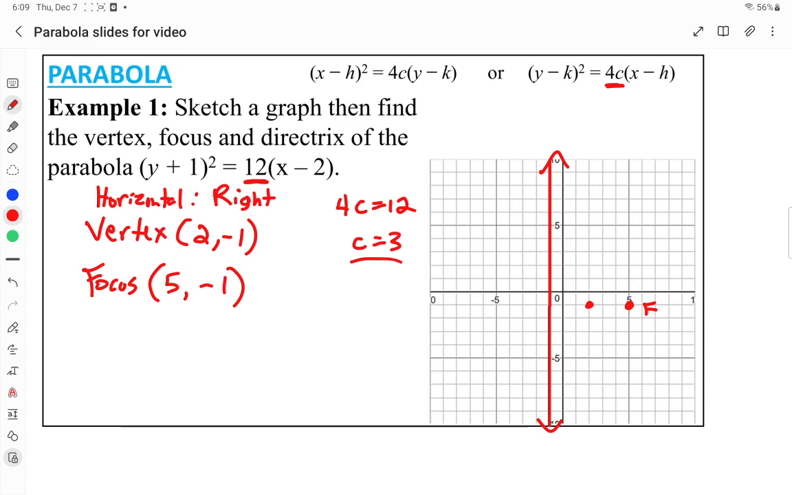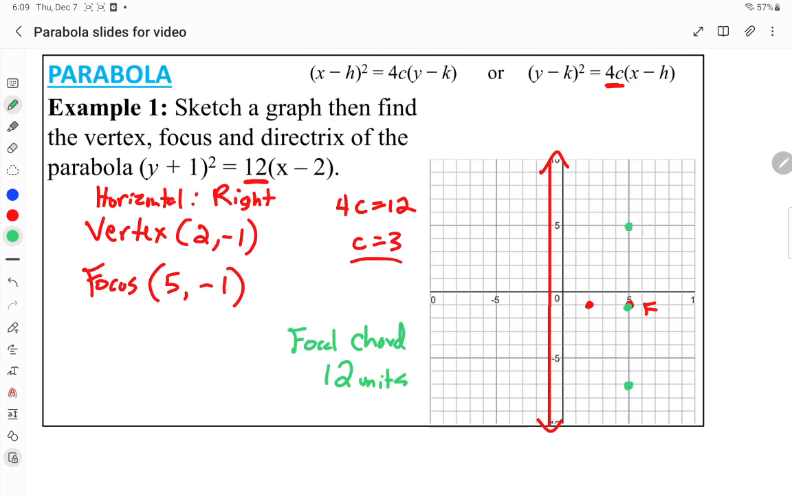And the important part here is referring to the focal chord. The focal chord is 4c units long total. So it's 12 units long in total. And the focus is the midpoint of it. Meaning, if the focus that I plotted is the midpoint of the focal chord, I'm going to go half of the focal chord length up and half of the focal chord length down. So 6 units up, 6 units down.